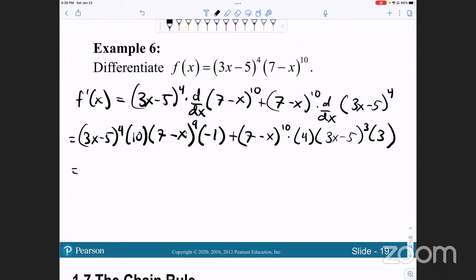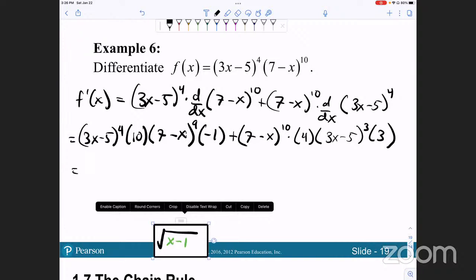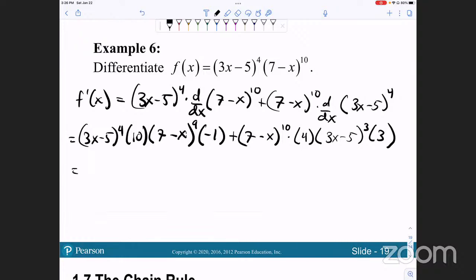Like terms that we can factor out. Let me see if I can highlight them. We got this 3x minus 5, 3x minus 5. They both have that one. It looks like they also both have the 7 minus x that we can factor. So let's just focus on those. If we factor out the 3x minus 5, they both have at least 3 of those guys. They both have this 7 minus x, and they both have 9 of those guys, right? We pulled those 2 out of each.